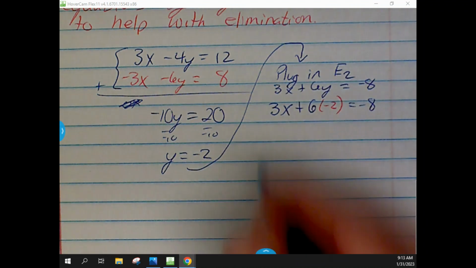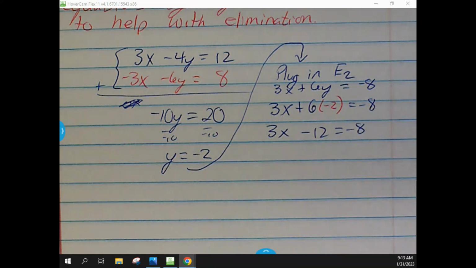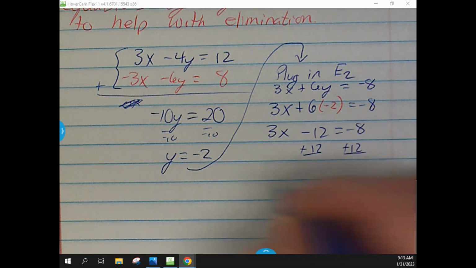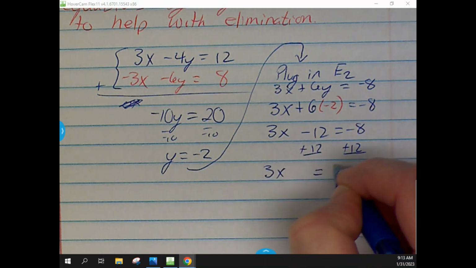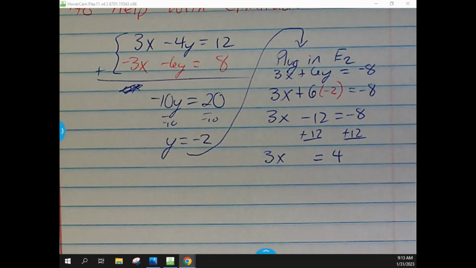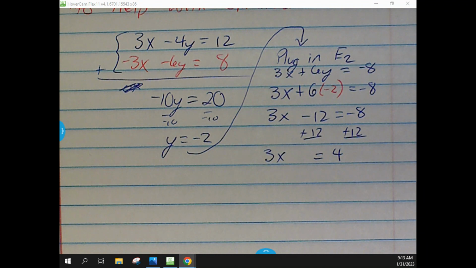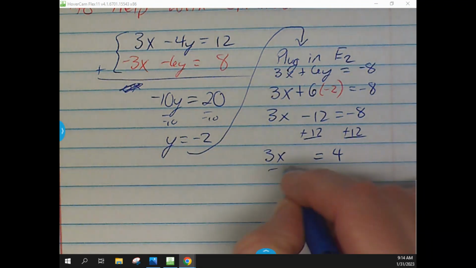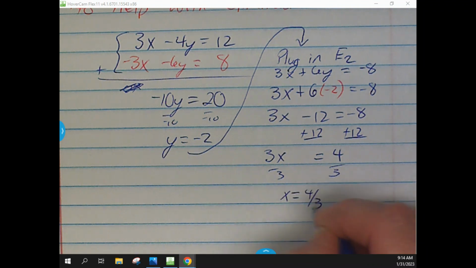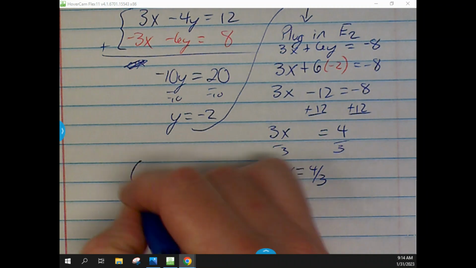Okay, and then just work it out from there. So that's 3x minus 12 equals -8. We're going to add 12 to both sides. Okay, and now don't freak out because somebody's like, that doesn't go evenly. It's a decimal answer, it's got to be wrong. No, it's okay, because when you divide both sides by 3, then we get x equals 4/3. And if you get a fraction, it's okay to have a fraction answer because sometimes that's going to happen.